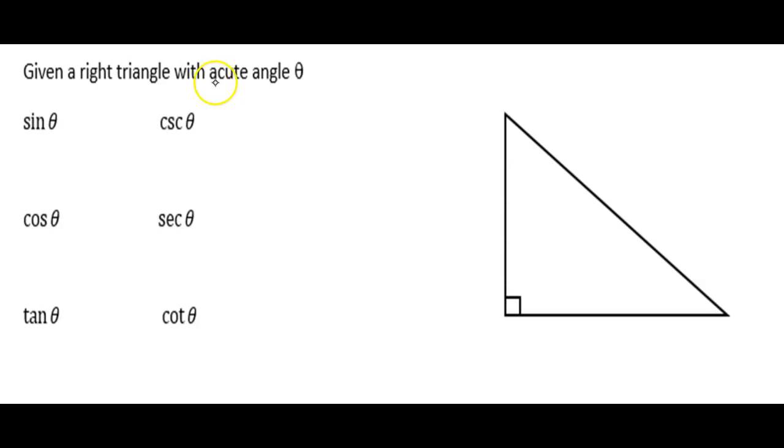Given a right triangle with acute angle theta, if it's not the right angle, then obviously these two are all going to be acute. You have to put your angle in somewhere. So anytime you're trying to set up these ratios, it's going to be with respect to the angle you're talking about. So you have to know where that angle is located. So I'm going to go ahead and put theta down here.